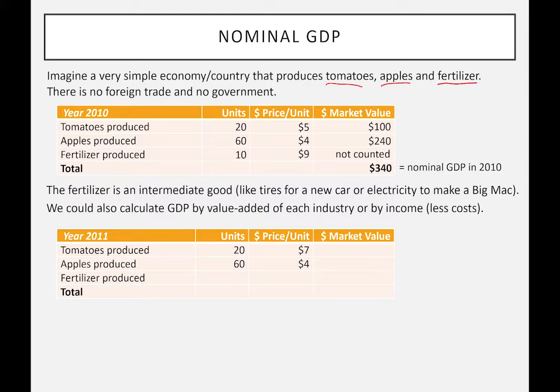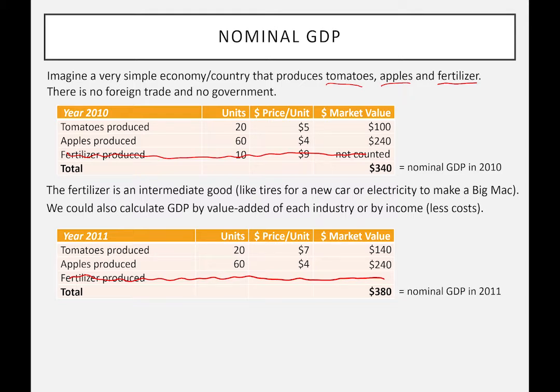So let's jump ahead now to 2011. In this case here, I've done it quickly. They produced 20 and 60. The price is $7, $4. We can exclude this fertilizer here. I'll just cross it out like this. I put it in, but it shouldn't be there because it's an intermediate good. We can ignore it. So the market value of tomatoes, 140. The market value of apples, 240. And when we add the two together, we get $380, that's nominal GDP in 2011.